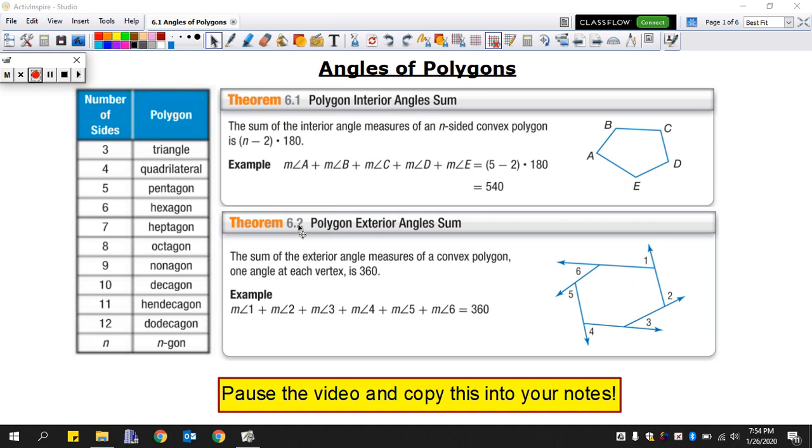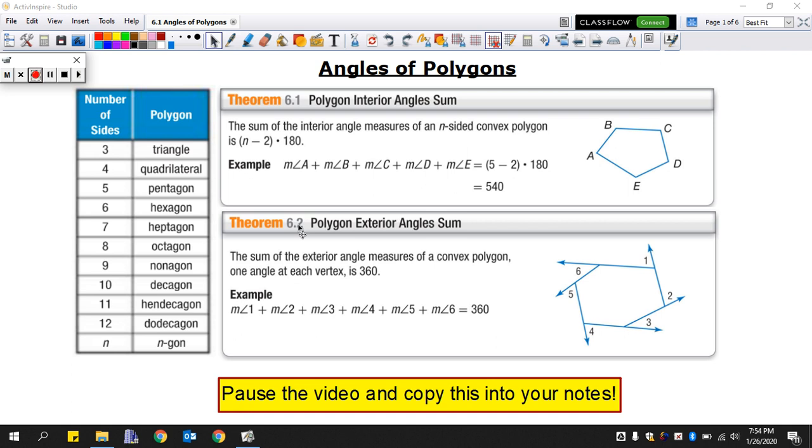This is the first lesson in our unit dealing with polygons. If you remember our definition, a polygon is a closed figure that has three or more straight sides. And wherever the sides meet, you're going to have a vertex. Today we're going to talk a little bit about the angles that polygons have.